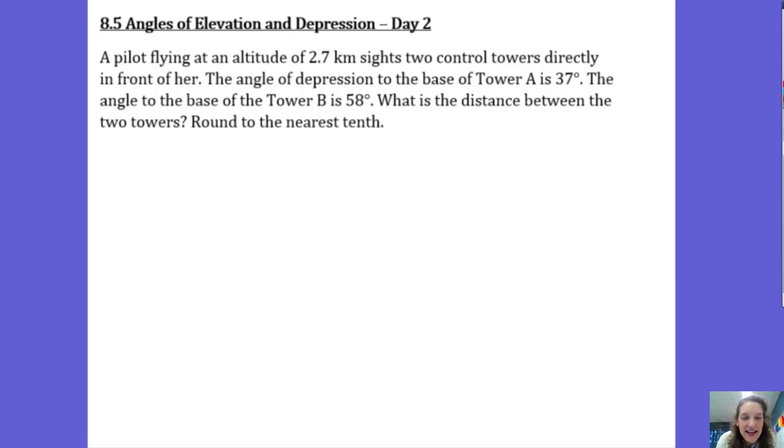A pilot flying at an altitude of 2.7 kilometers sights two control towers directly in front of her. Okay, so y'all are going to make fun of me the way I draw an airplane. There's our airplane. Here are all the windows. Okay, whatever. That's an airplane. And there are two control towers directly in front of her.